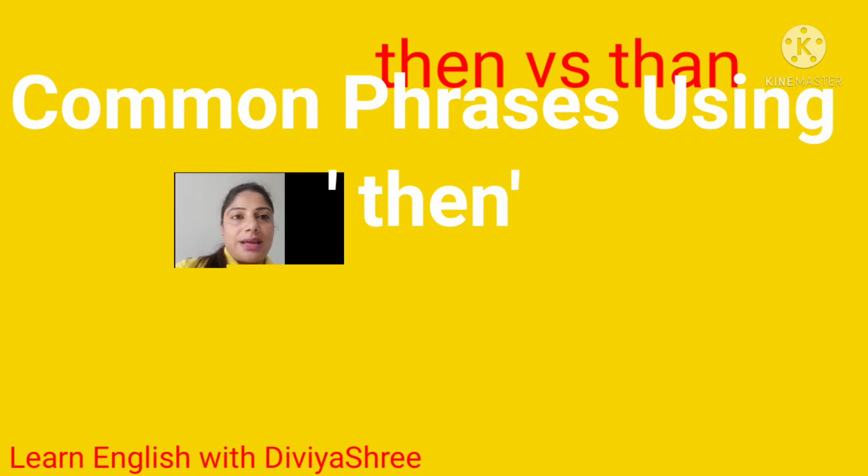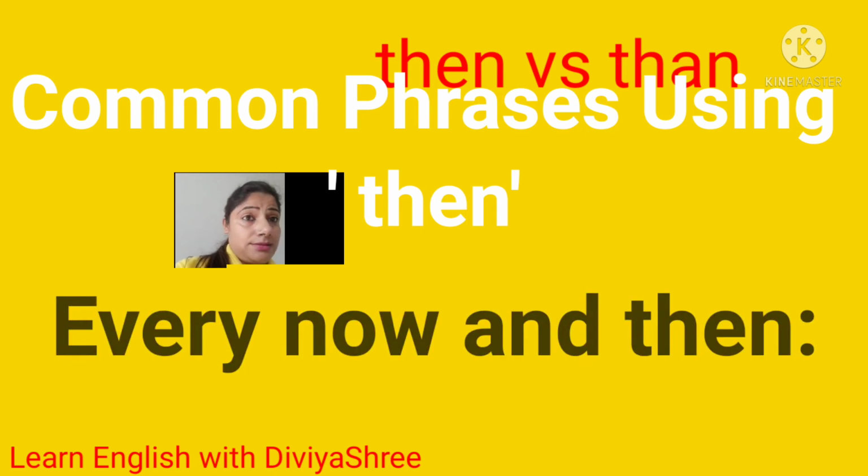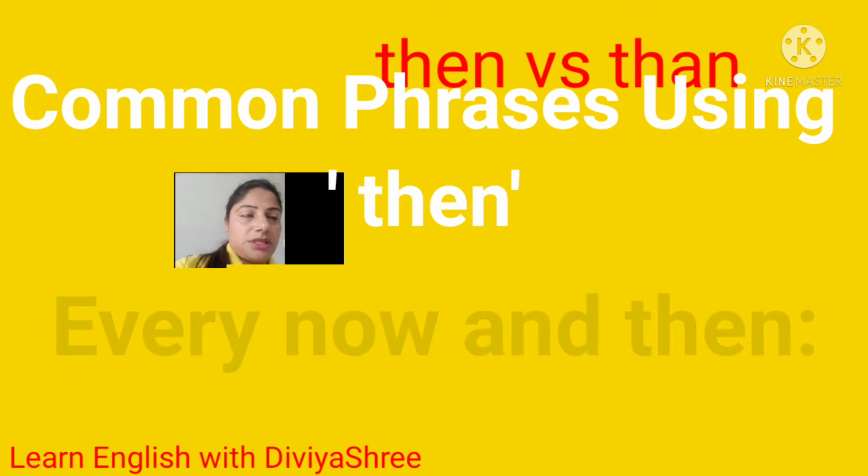Okay, so then doesn't come up as much as then in famous idioms and proverbs, but we have provided some examples here, like in phrases, how you use and then. So let's see that. Like here I say every now and then. So what does it mean? It means it occurs sometimes but not very often.